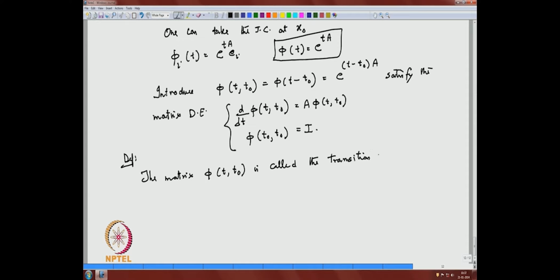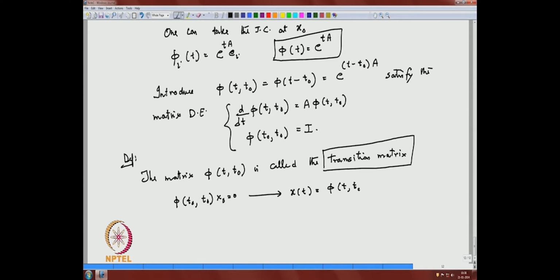Transition. What is happening is that it takes the point at t naught. If the position at t naught is x naught, it takes it to phi(t, t naught) of x naught at time t. Okay. So that is what is happening. So phi(t, t naught) of x naught is equal to x naught at t naught, and then at time t the solution will be at x(t) equal to phi(t, t naught) of x naught.